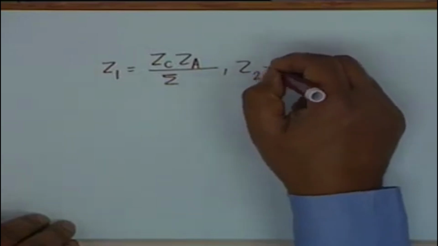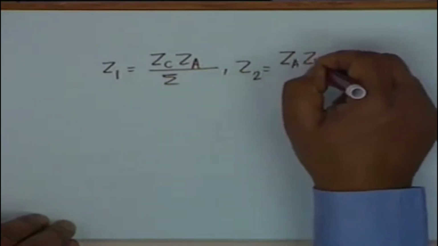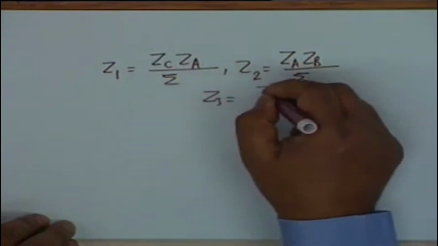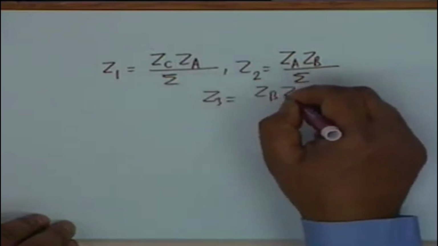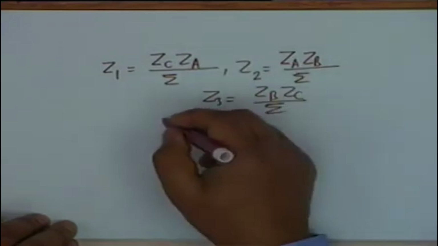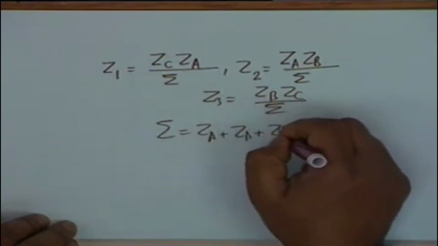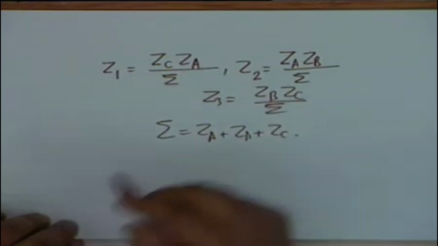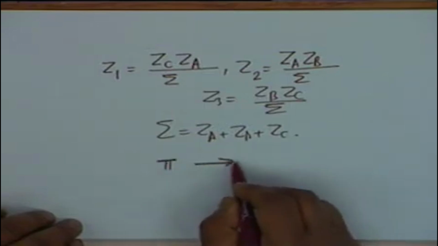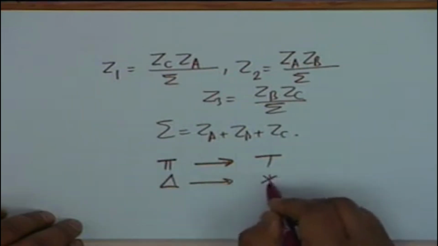This is correct. Z2 is ZA ZB over sigma, and Z3 is equal to ZB ZC over sigma, where sigma is the sum of the three, that is sigma equal to ZA plus ZB plus ZC. This gives you conversion from pi to T or delta to star.